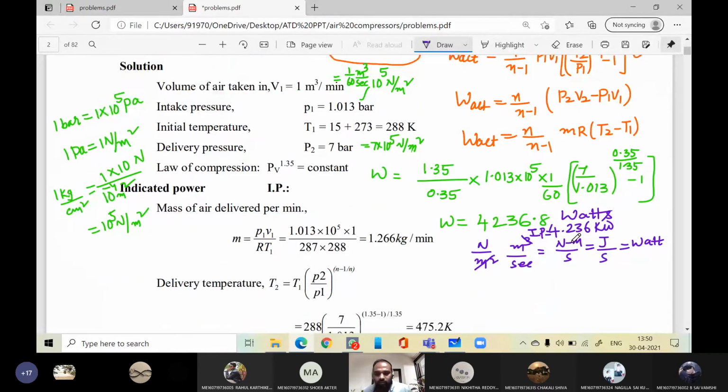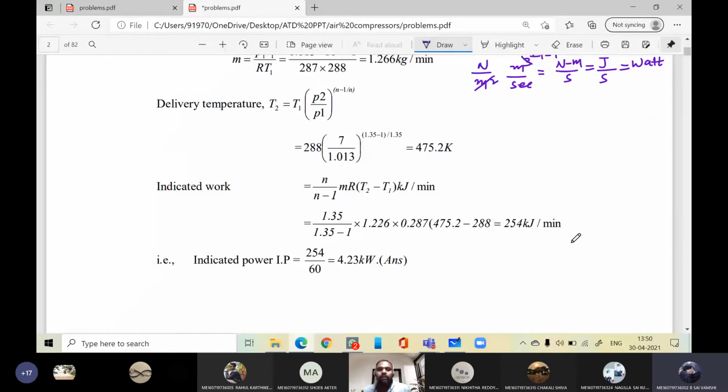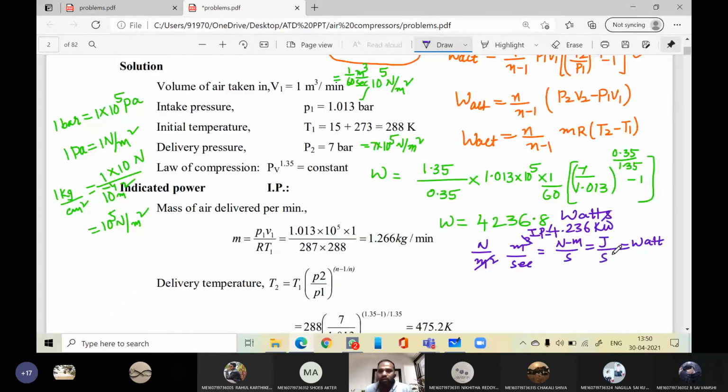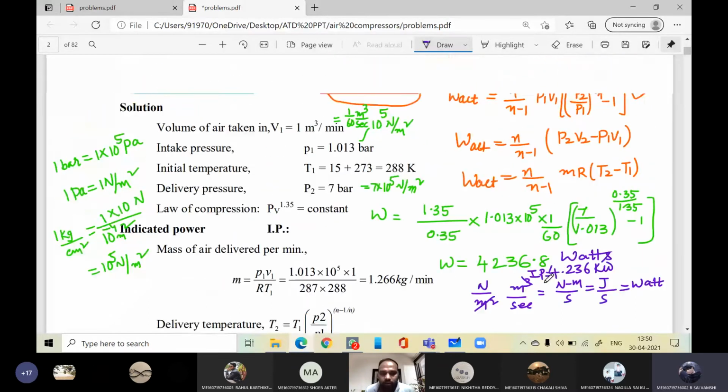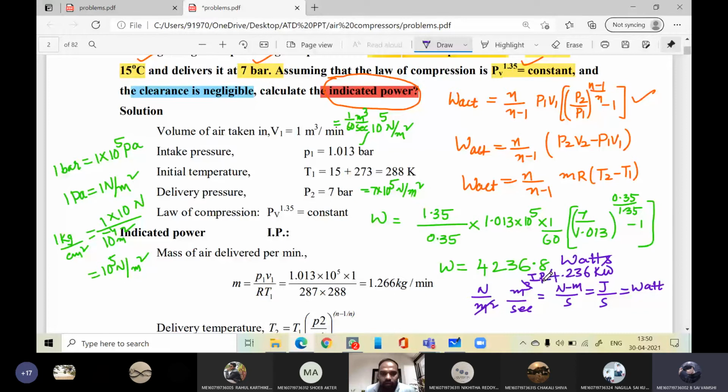What did he get? 4.2. When the volume is in meter cube per second, then we get power. If the volume is in meter cube per revolution, you will get indicated work. If the volume is in meter cube per time, you will get watt, that is power.